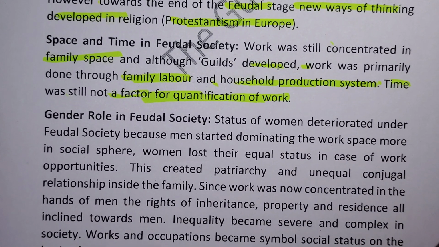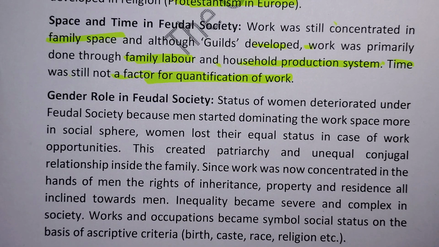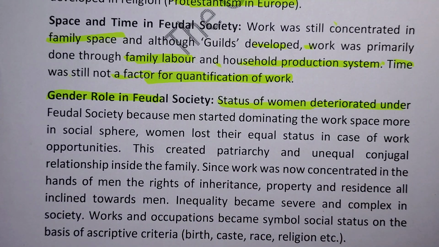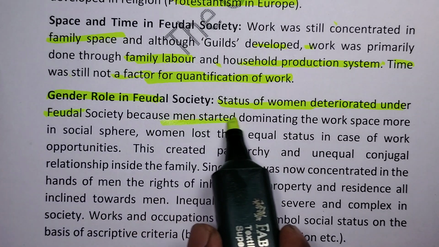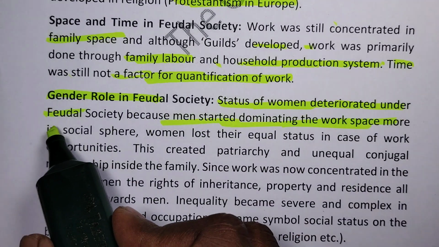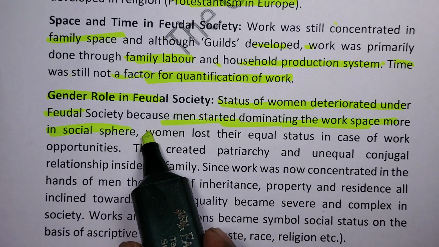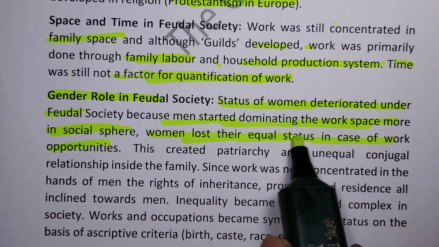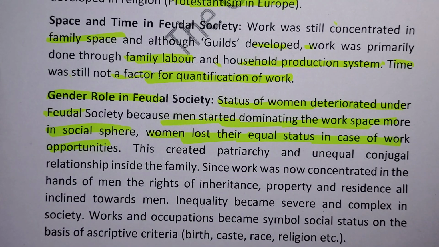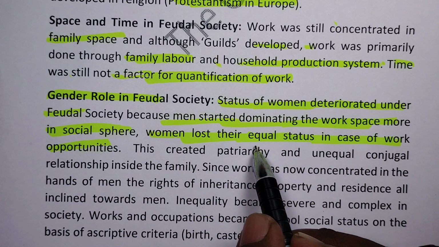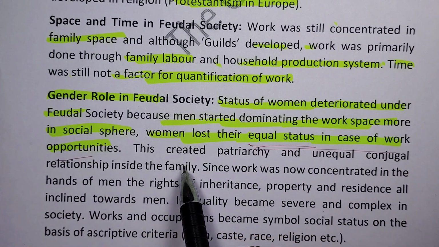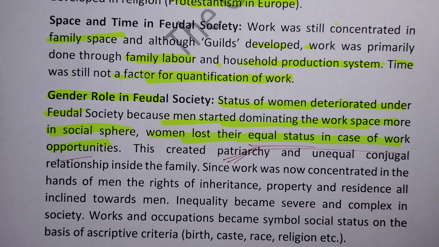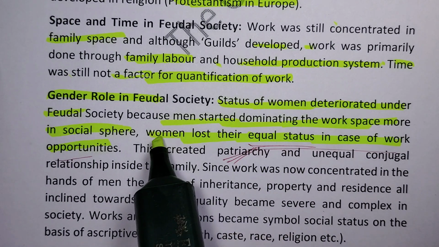Now, gender role in feudal society. Status of women deteriorated under feudal society because men started dominating the workspace and the social sphere more. Women lost their usual equal status in the case of work opportunities. This created patriarchy, an unequal conjugal relationship inside the family.